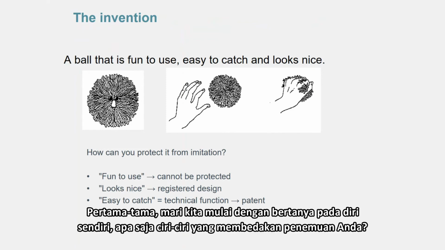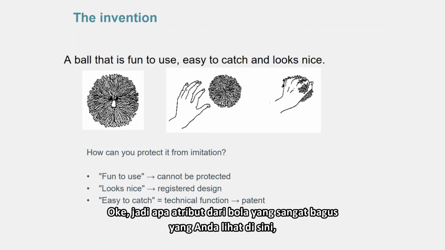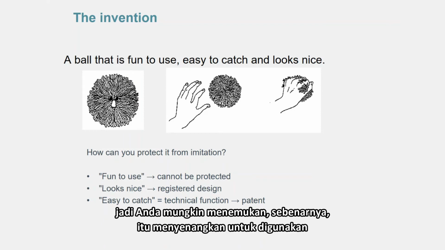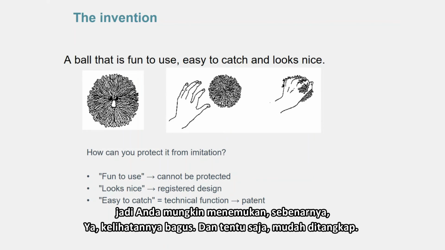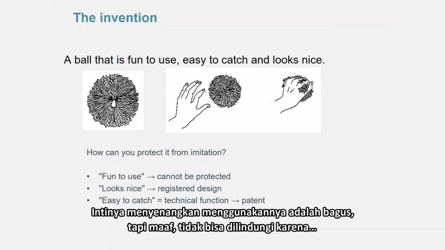First of all, let's start by asking yourself: what are the distinguishing attributes of your invention? What are the attributes of this very nice ball you see here? You might find that it is fun to use, it looks nice, and of course, it is easy to catch.